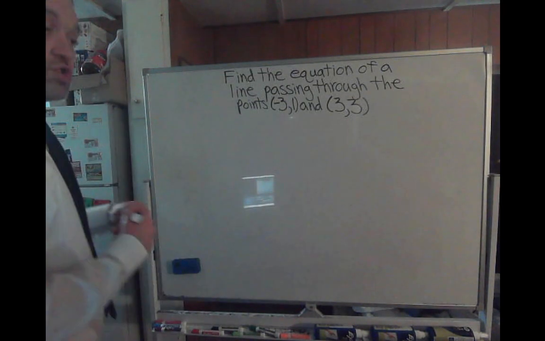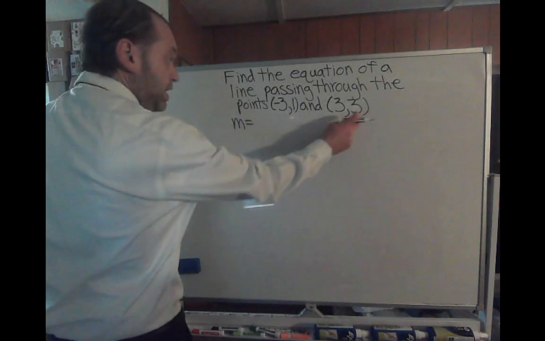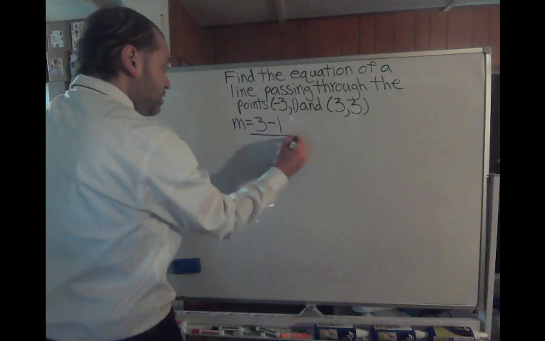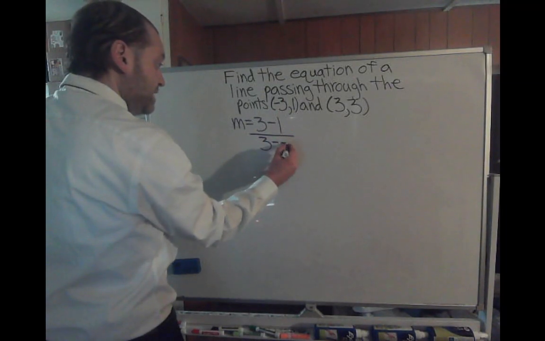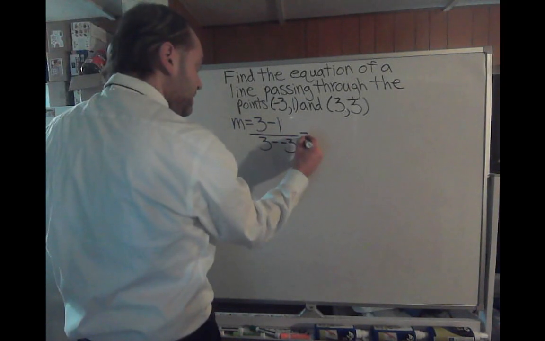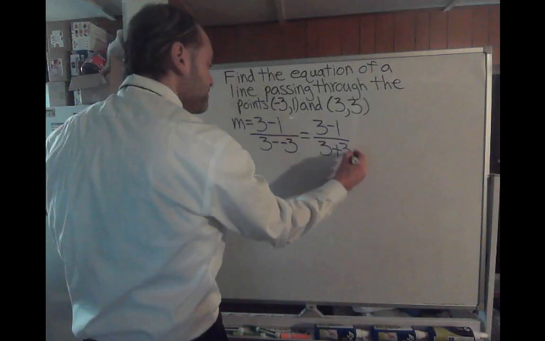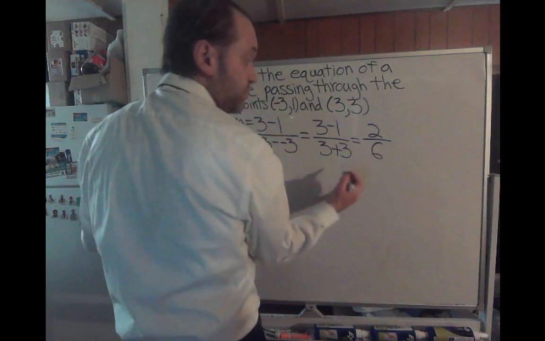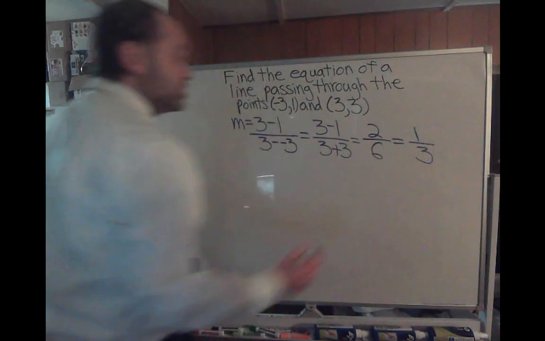So since we just know 2 points, let's find the slope to begin with. So the slope equals your second y-coordinate of 3 minus your first y-coordinate of 1 over your second x-coordinate of 3 minus your first x-coordinate of -3. So you have 3 minus 1 over 3 minus negative 3. This will turn into 3 minus 1 over 3 plus 3, which would end up giving you 2/6, which reduces to 1/3. So now we found the slope of this line to be 1/3.